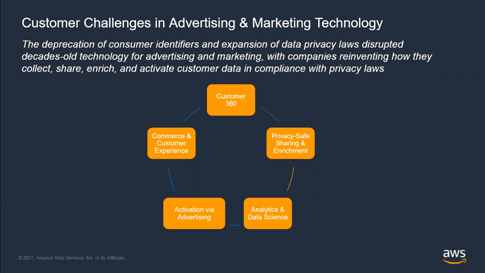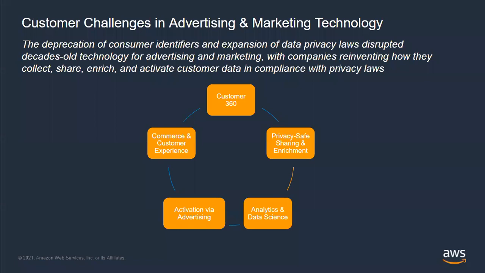So here are the macro trends and challenges that the current market faces in digital advertising. So if we look at Customer 360, marketers and publishers now must gather, store, and unify unprecedented volumes of first-party data for personalized one-to-one advertising in a cookieless era.